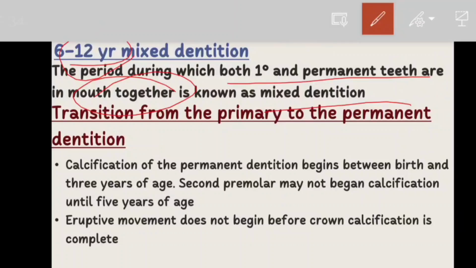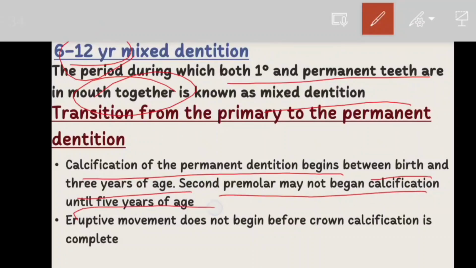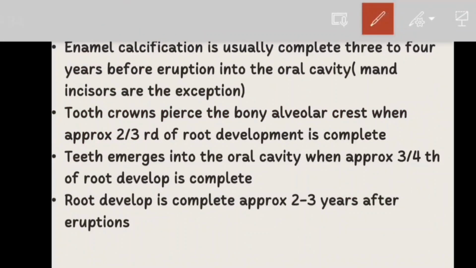Here is the transition from the primary to the permanent dentition. The calcification of the permanent dentition begins between birth and 3 years of age, and the second molar may not begin calcification until 5 years of age. The crown calcification completes first. The third point is that enamel calcification is usually complete 3 to 4 years before the eruption into the oral cavity. The mandibular incisors are the exception.